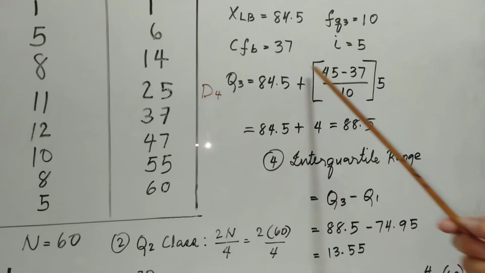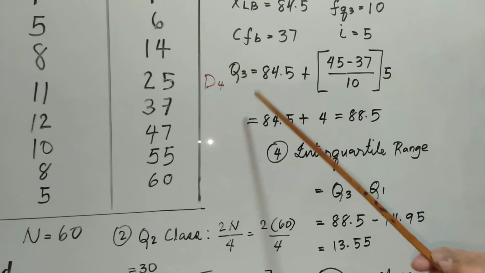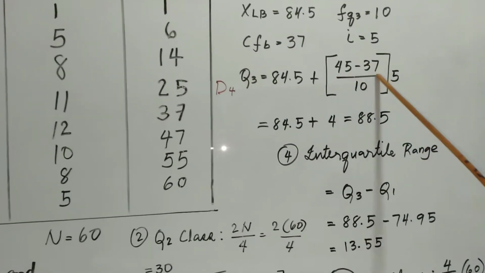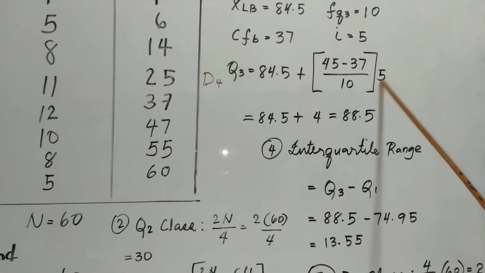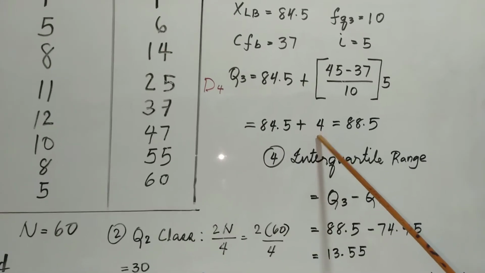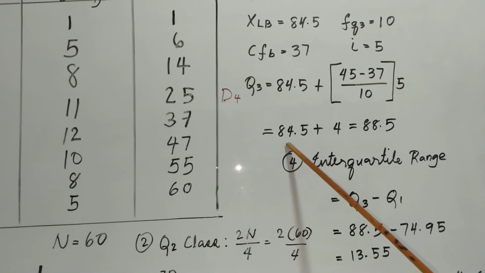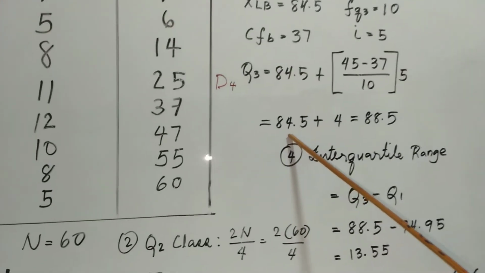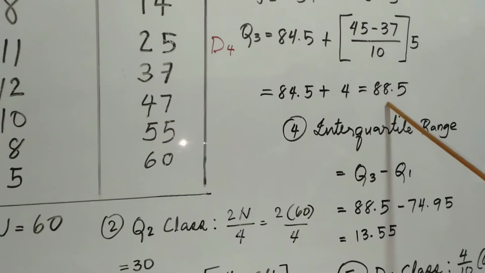Now for this value we have here, XLB, the lower bound for the scores is 84.5. So 45 minus 37 is 8, times 5 is 40, divided by 10 is 4. So we add this 4 to the lower bound of the third quartile, which is 84.5, and we get 88.5.